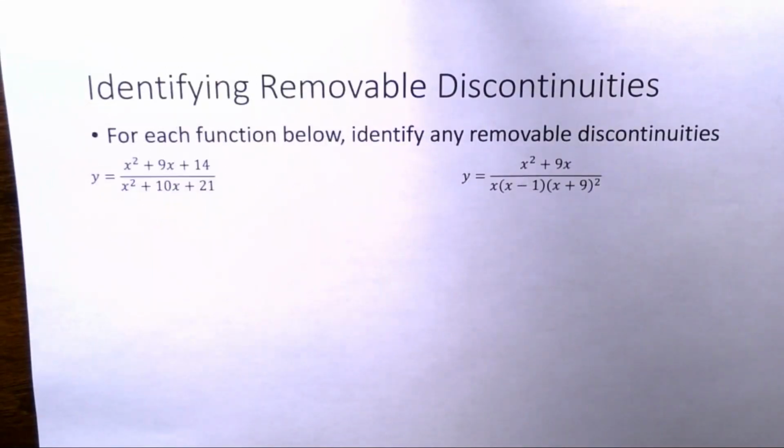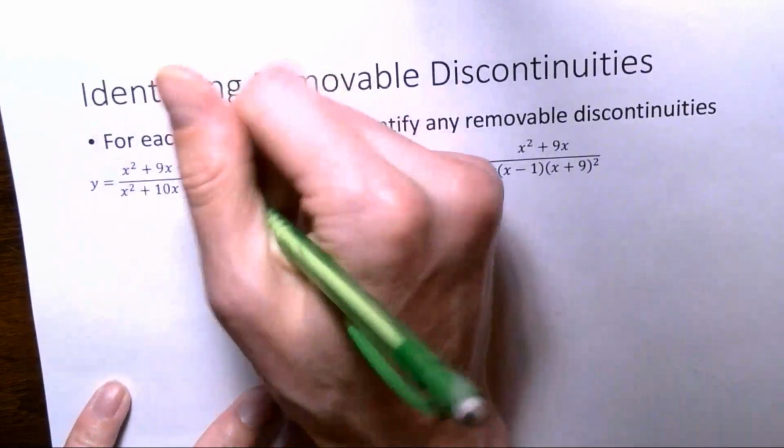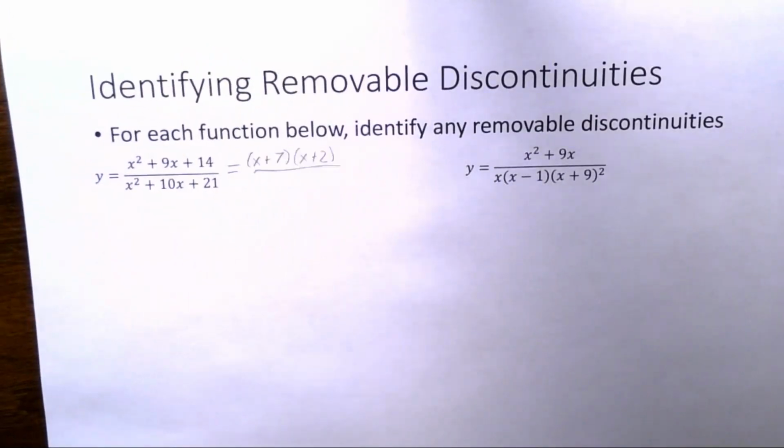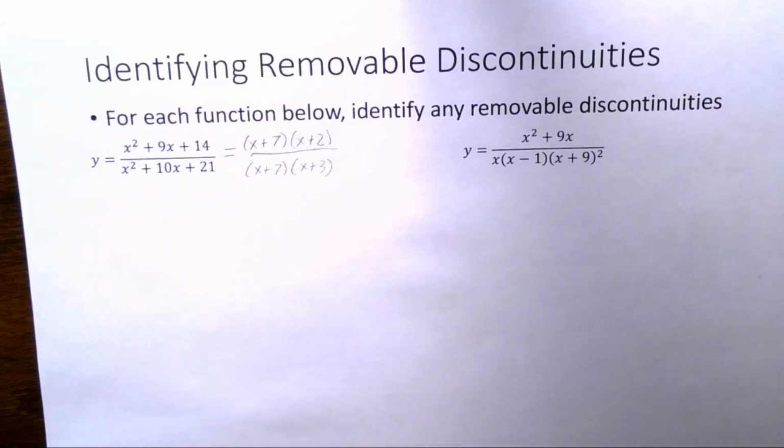Okay, so let's identify some removable discontinuities. Let's start out with this first function, y equals x squared plus 9x plus 14 over x squared plus 10x plus 21. Factoring the top gives x plus 7 times x plus 2. Factoring the bottom gives x plus 7 times x plus 3.